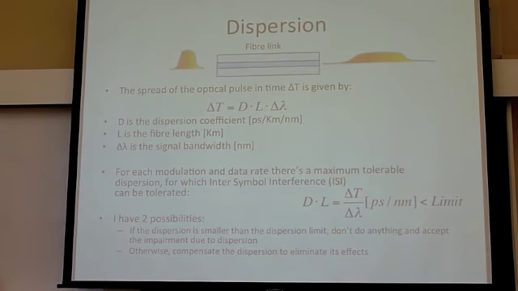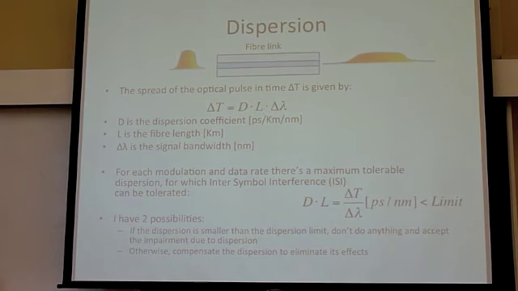The spread of the optical pulse is this delta t, which is given by the dispersion coefficient of the fiber, which depends on the fiber you use, times the fiber length and the signal bandwidth. So you multiply them and you get delta t. For practical purposes, what you actually look at is the dispersion per unit bandwidth. So you look at this parameter.